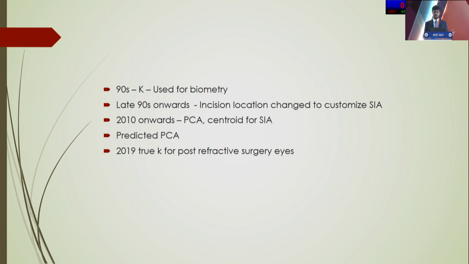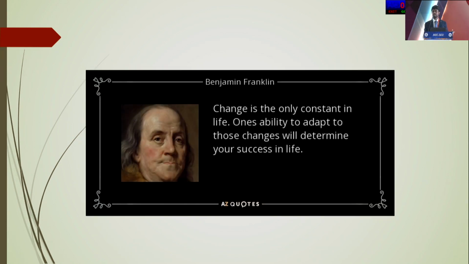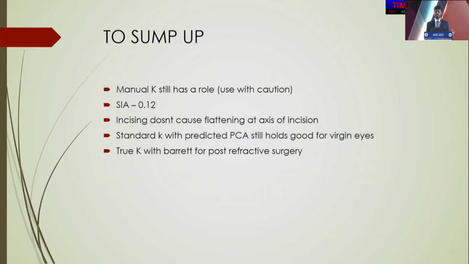As I said earlier, K has been evolving. In the 90s, we used the manual K. Then in the late 90s, we believed that incision changes SIA. From 2020 onwards, we started talking of PCA. Then we spoke of centroid value for SIA. Now we are talking of predicted PCA. Maybe next conference, the concept may change. Evolution is the key. Change is the only constant. Only the ability to change will determine our success in life. Thank you so much.